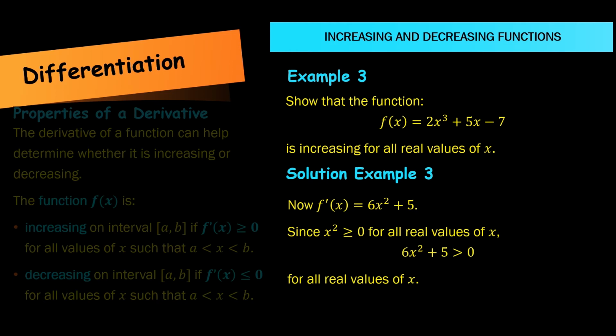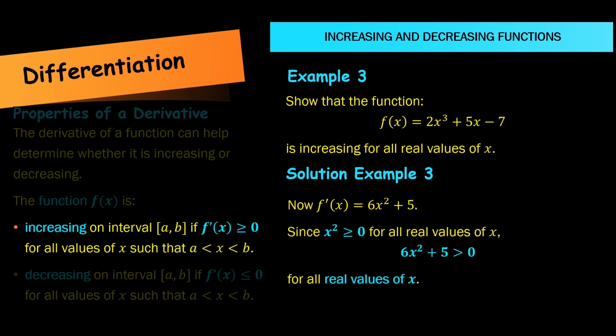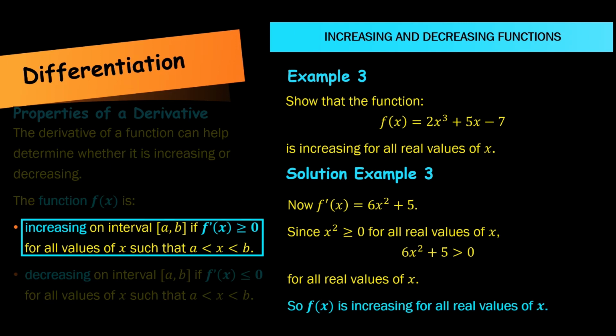Now since x^2 is greater than or equal to 0 for all real values of x, we have that 6x^2 + 5 is greater than 0 for all real values of x also. And therefore, f(x) is increasing for all real values of x. And this comes from this statement shown here.